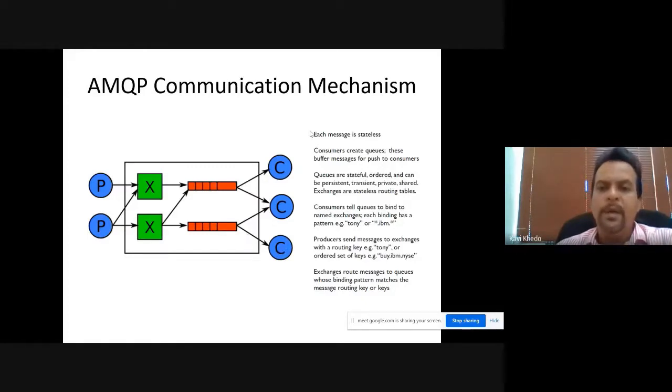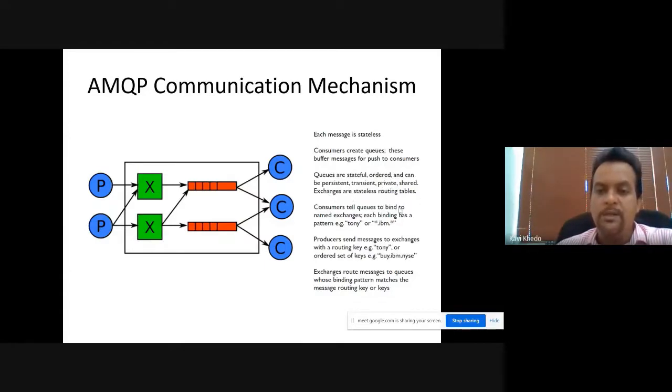So what happened? Each message is stateless, consumers create queues. Normally it is a consumer that creates the queues. These buffer messages, they will buffer messages for push to consumers. When the message is coming, it will push it to a particular consumer, okay? But you notice that the consumer creates the queues. Queues are stateful, ordered, and can be persistent, private, shared.